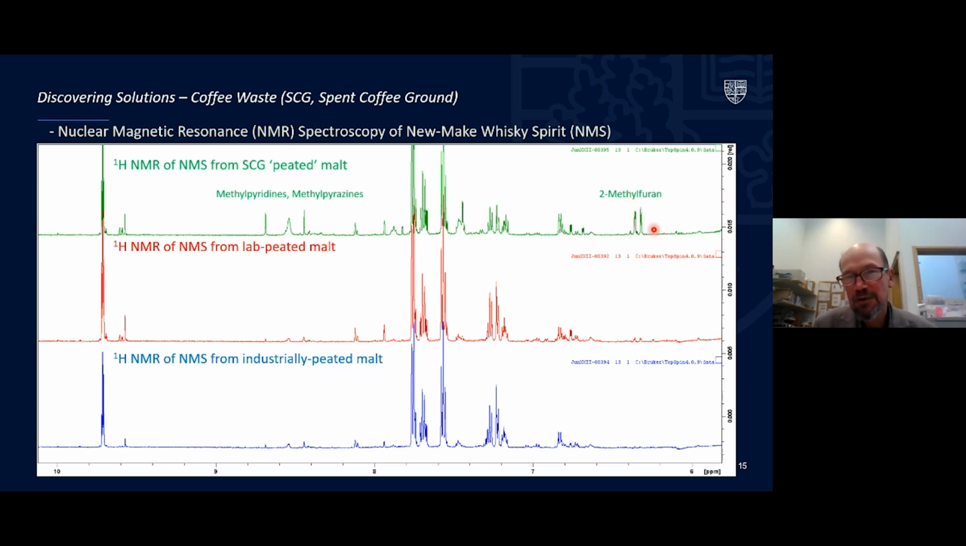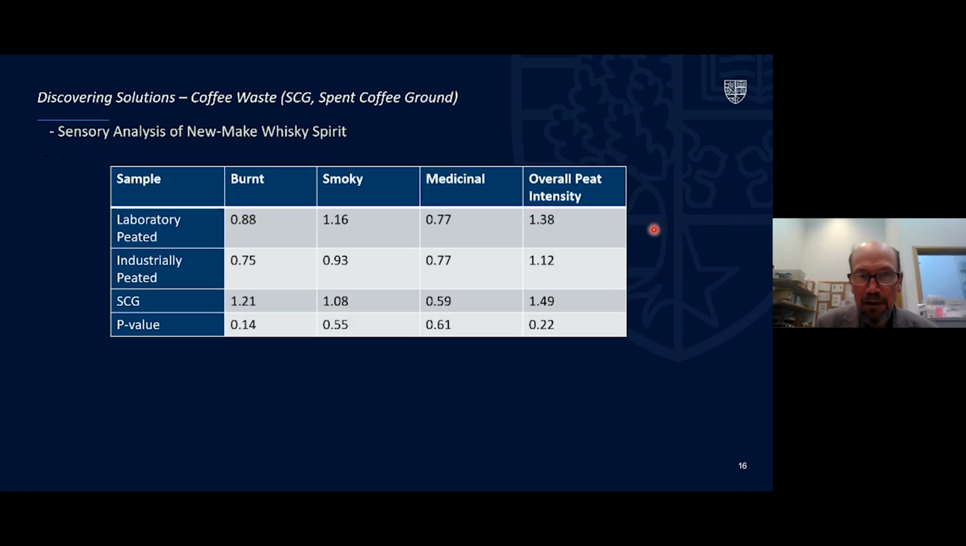So what we're able to do here is try to tie the chemical composition of the whiskey spirit with the sensory response, in other words, what it tastes and smells like, to develop a deeper understanding of what compounds we need to be present and what compounds we don't want to be present. And this is actually the key to all of this.